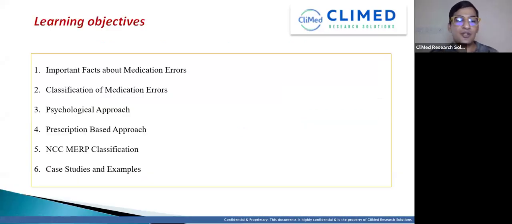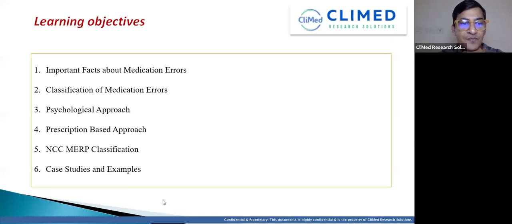So today we are going to learn about important facts about medication errors and the classification of medication errors. There are three major classifications. One is the psychological approach, one is the prescription-based approach, and one is the NCC MERP classification. So first, guys, my question to all of you is, how many of you are aware of the NCC MERP classification of medication errors? Please write yes if you are aware of it. Are you aware of NCC MERP?